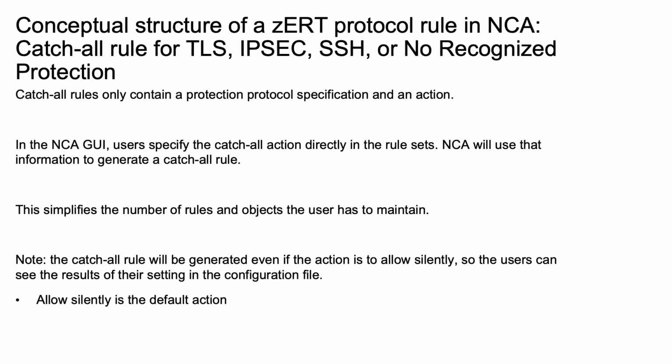Catch-all rules contain only a protocol specification and an action. In the NCA GUI, users specify the catch-all rule directly in the rule sets. NCA will use that information to generate a catch-all rule. This simplifies the number of rules and objects that a user maintains. Note that the catch-all rule will be generated even if the action is to allow silently, which is the default action, so users can see the results of their settings in the configuration file.